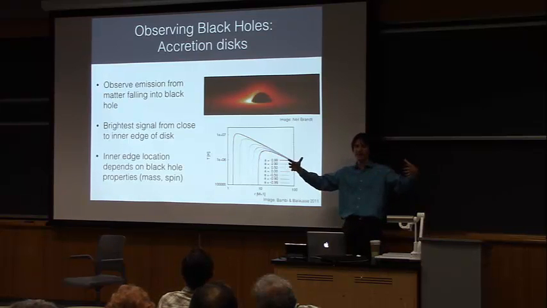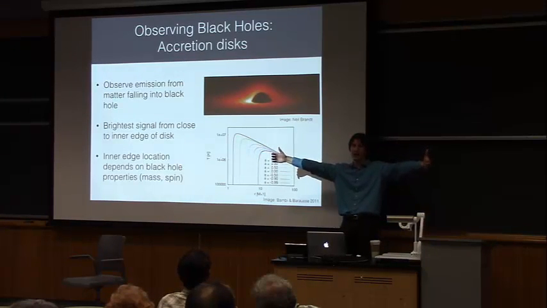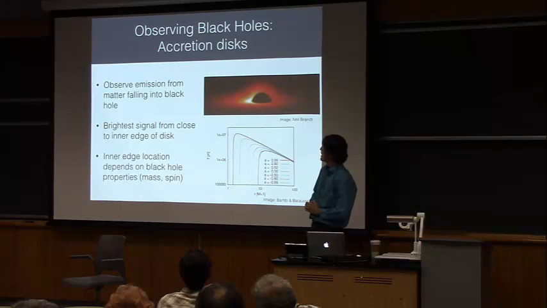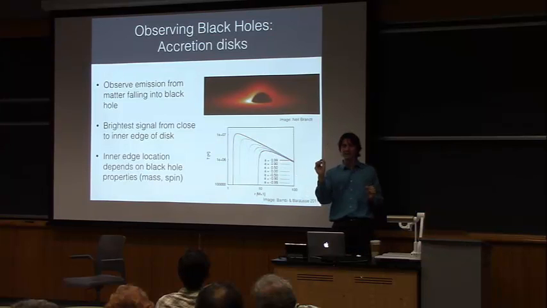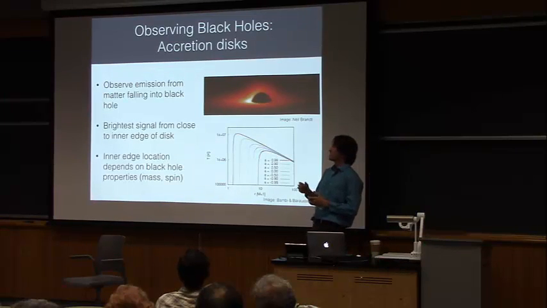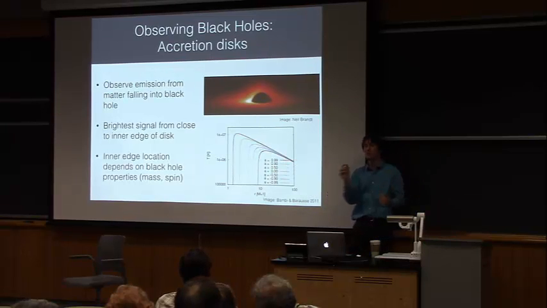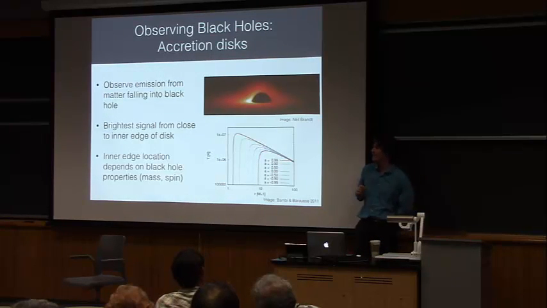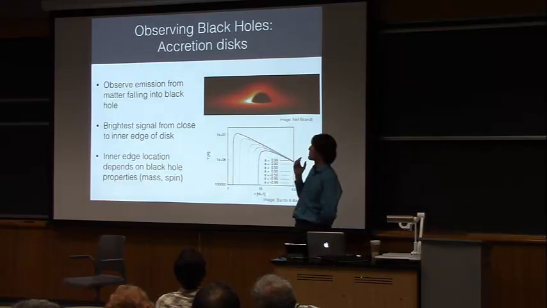Say a more massive black hole has an event horizon which is farther out, and you won't get any radiation coming from inside the event horizon. And the closer the gas is to the black hole, the hotter it gets. So by looking at the radiation from the entire disk, which is dominated by the small radius, you can actually get an idea of the properties of the black hole.